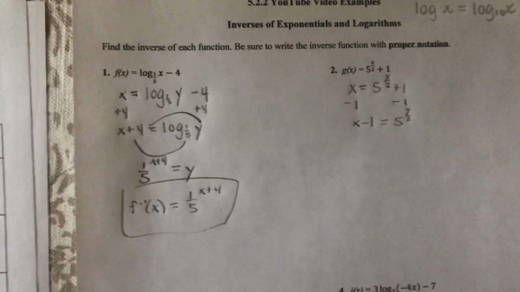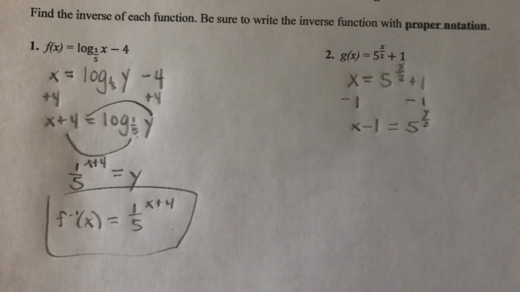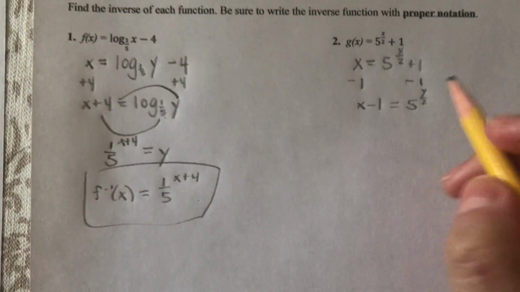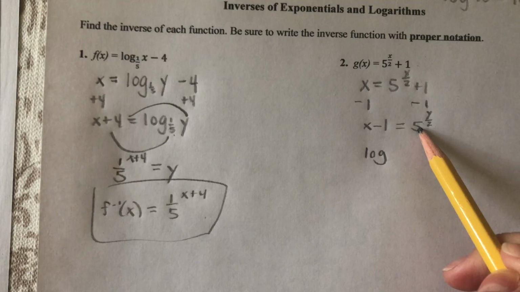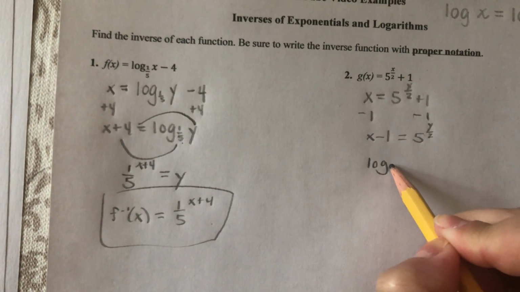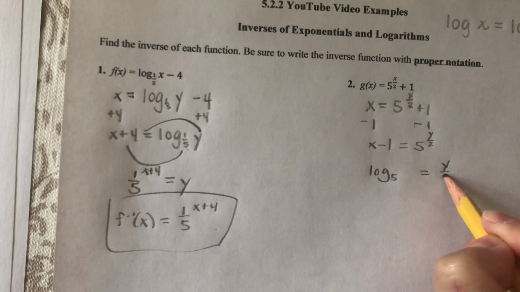5 to the y over 2, okay? Now the only way to undo an exponential is to put it back into a log. I'm going to reverse popcorn. So I'm going to write my log. The base of the exponential is always the subscript, the base of the log.